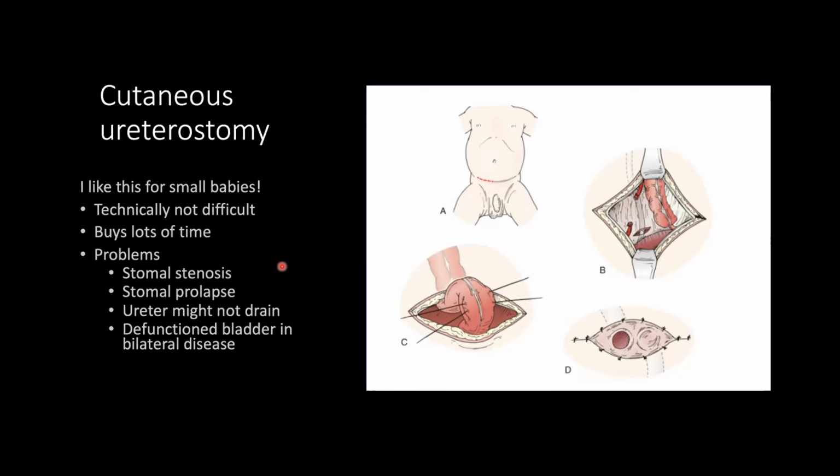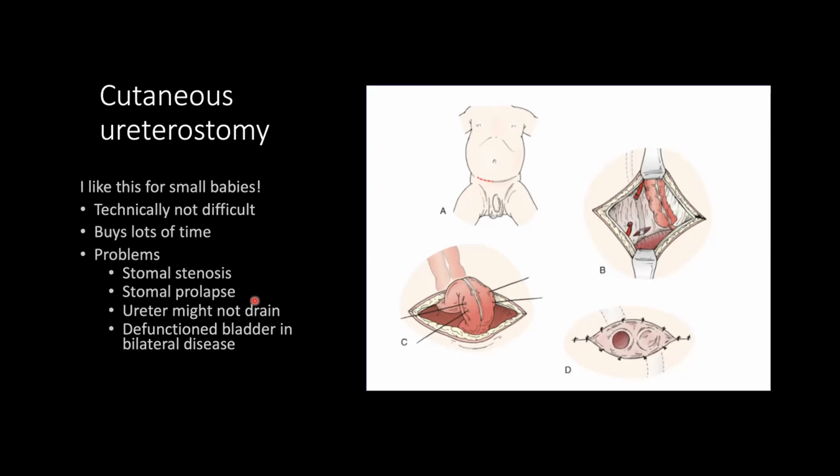And it buys you lots of time. So if you've got a nice functional urostomy and a decompressed system, you can leave your baby until they're about a year old and then go and do your re-implant. Stomal stenosis is a well-described problem, and some of them need revision. Stomal prolapse, perhaps not so much a problem.